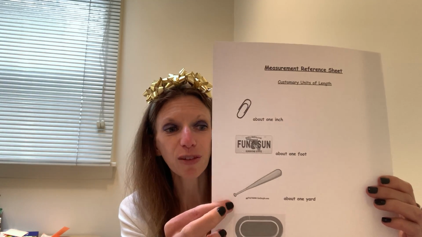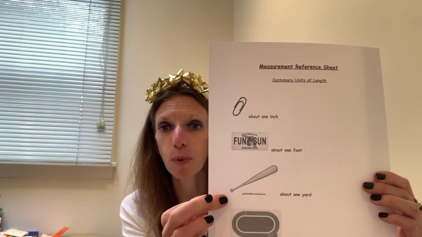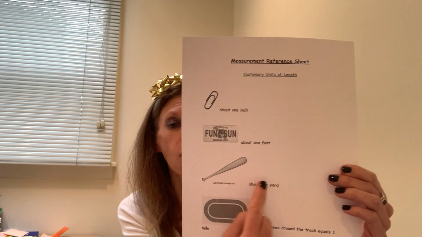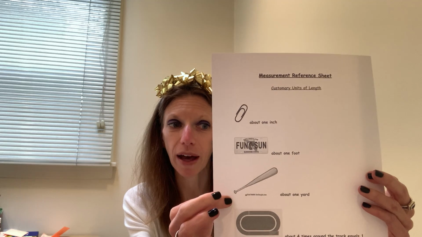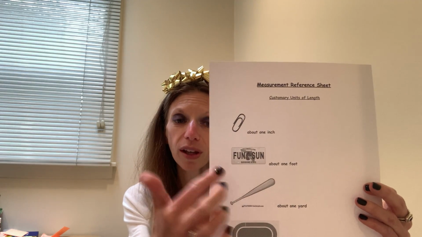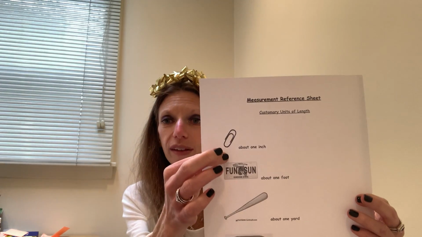Okay, then the next customary unit we have is the yard, and that's about the length of a baseball bat. So when you're thinking about what a yard looks like, think of a baseball bat. What does a foot look like? Think of a license plate. What does an inch look like? Think of a paper clip.